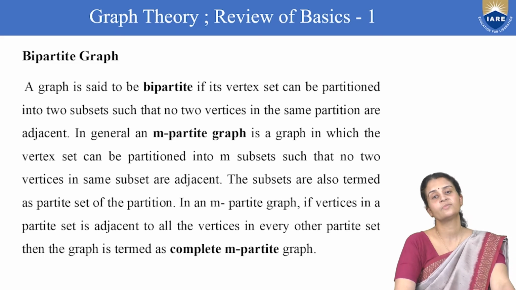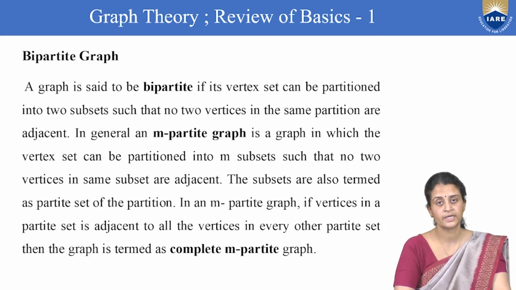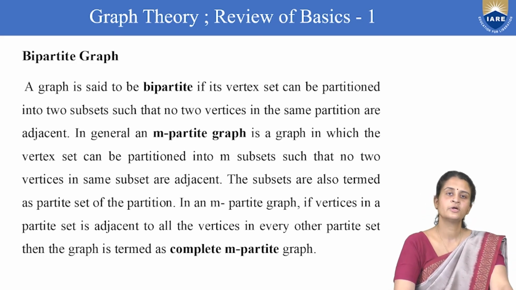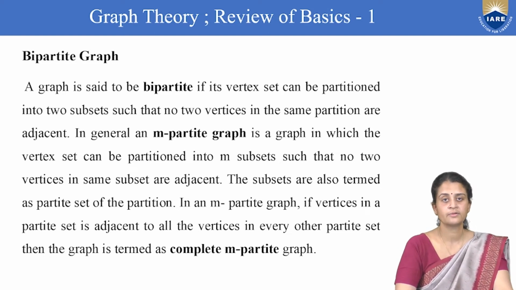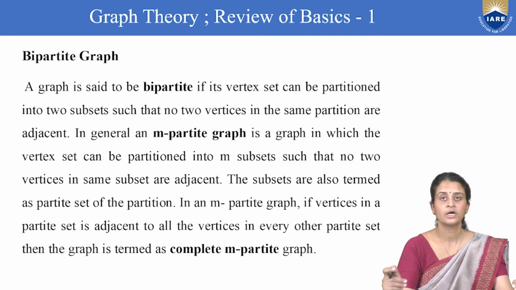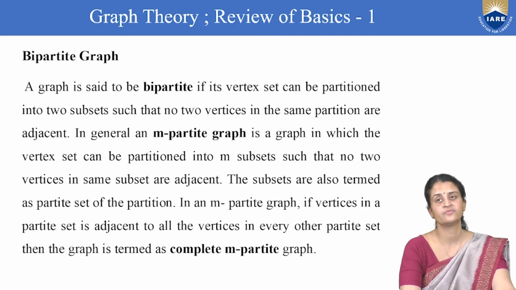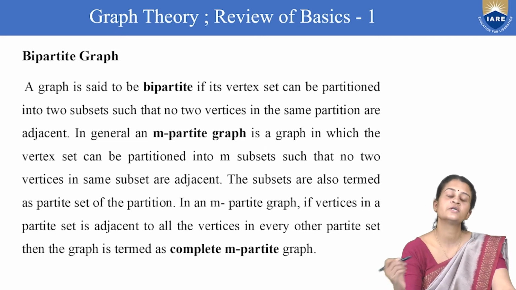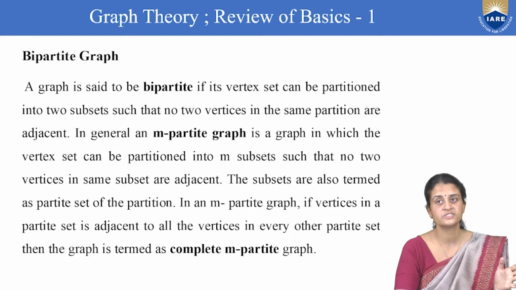Then we are going to some other important terminology called bipartite graph. What is a bipartite graph? Bi means two; we are partitioning the vertex set into two. The graph is said to be bipartite if its vertex set can be partitioned into two subsets, such that no two vertices in one partite set are adjacent to other vertices in the same partite set. No two vertices in the same partition are adjacent.